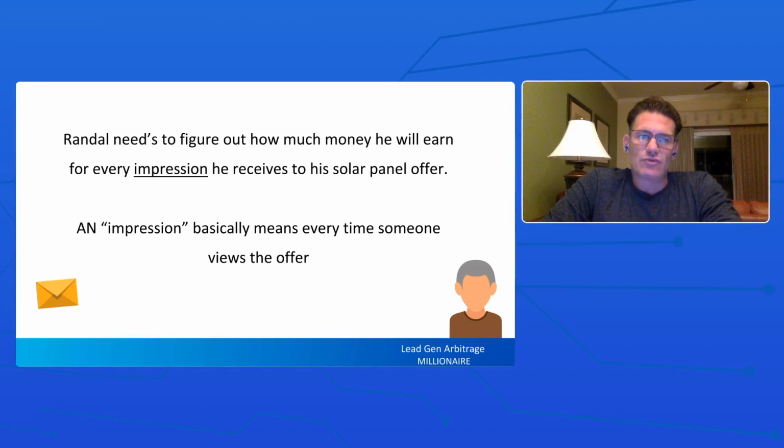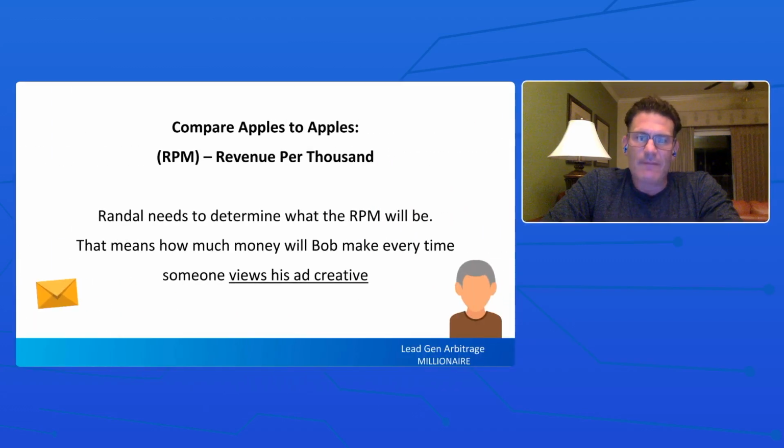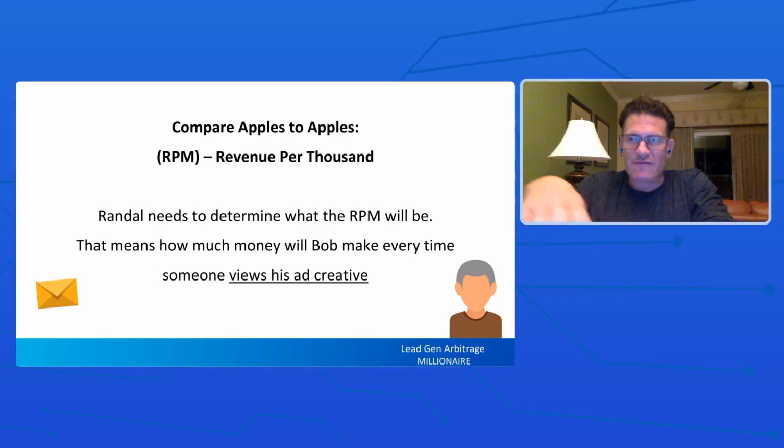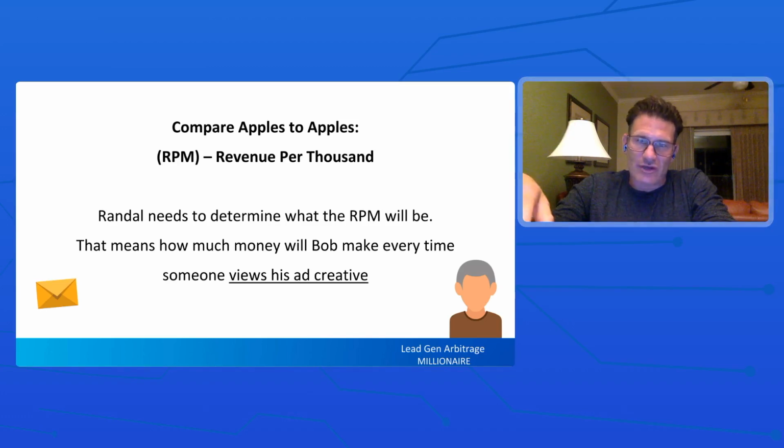It's really important to understand, but we need to figure this out. We need to compare apples to apples. We've talked about this before. Anytime we're buying traffic and getting paid on a lead, and we're buying traffic with another model, we need to figure out what we're making within that model. So on a cost per thousand, what we're going to try to figure out is what we're making on a revenue per thousand.